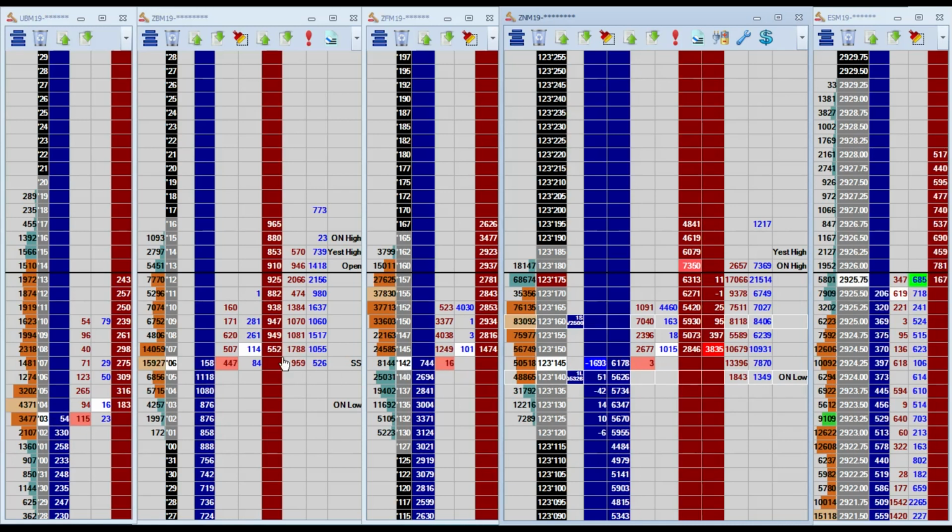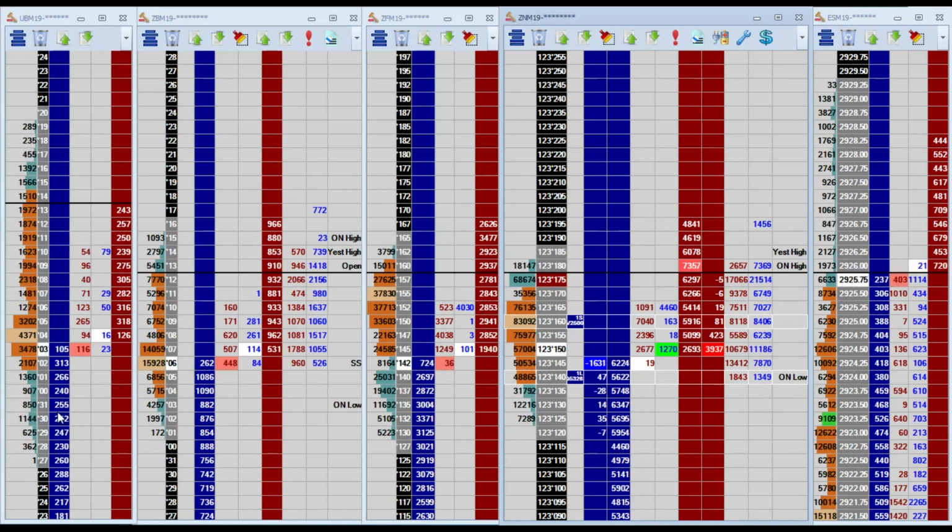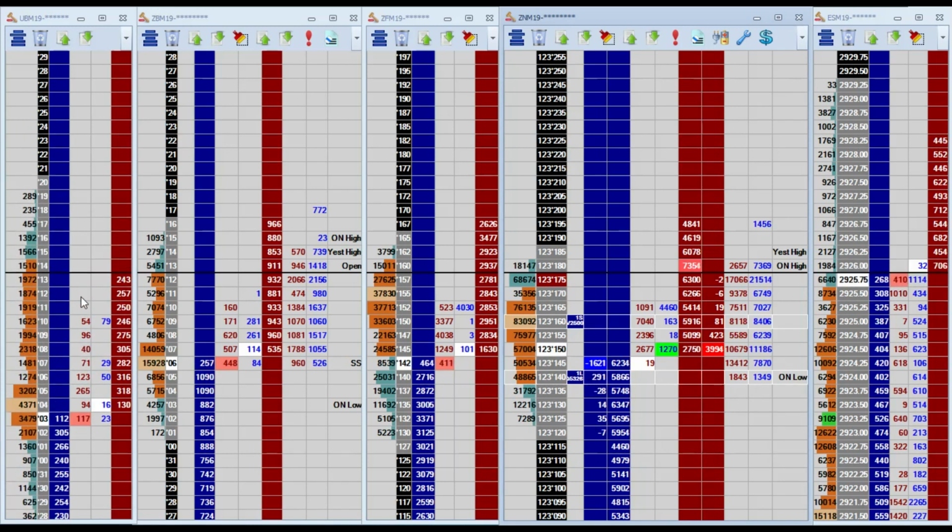Still no buying anywhere. We're not at any level where you'd expect buying. Still sort of in mid-range here on the 5-year. Back to the point of control on the 30-year. You'd expect buying down here in the Ultra Bond at the lows, but we're not there yet.